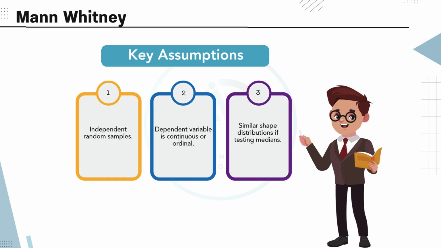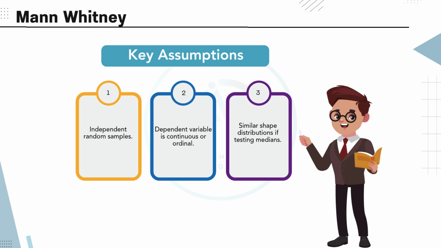2. Dependent variable is continuous or ordinal. The variable you are comparing must be either continuous, like revenue, weight, time, or ordinal, such as satisfaction levels or rankings. This test does not apply to purely categorical or nominal data.